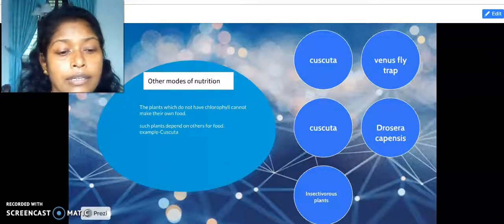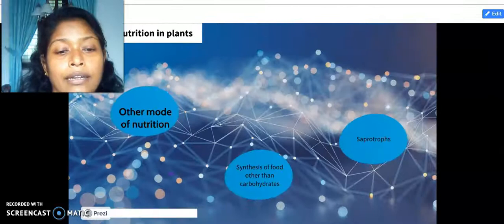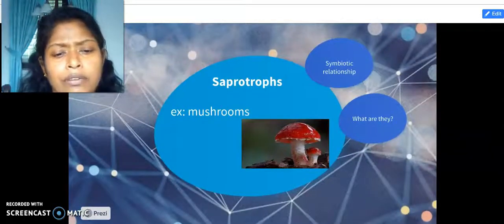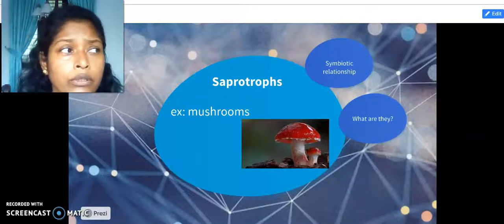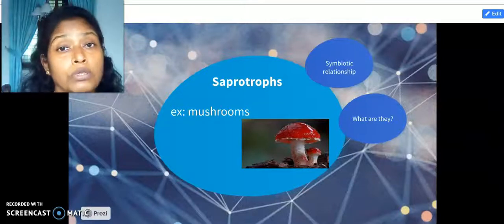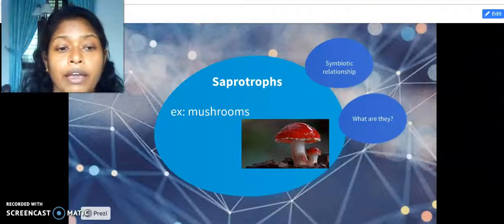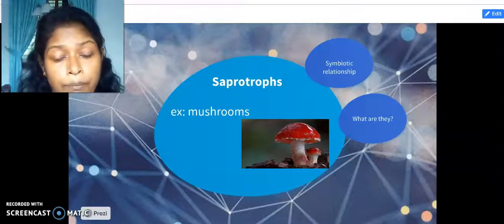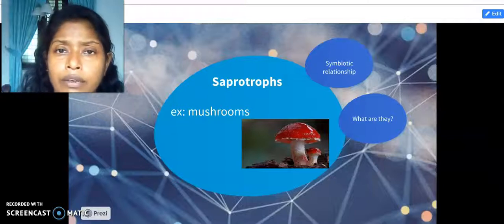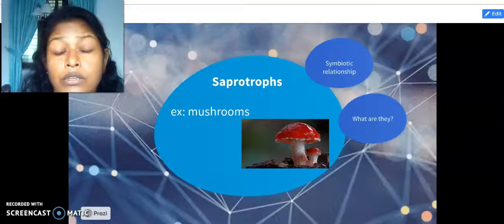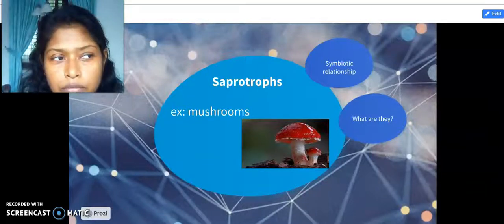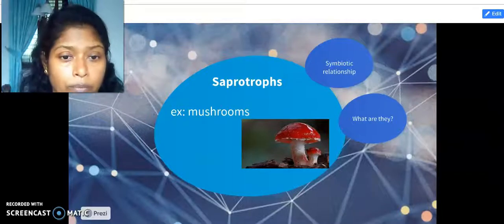Okay, so next let's move on to the next topic, that is the saprotrophs. Saprotrophs, for example, are mushrooms, very colorful, or even if they are not colorful, they are dull white in color. Mushrooms are generally called fungi, and they are made up of more than one cell, so they are called multicellular. Some of them are very colorful, some are not. Not everything is edible. Some of them are quite poisonous. The ones which look very beautiful could be poisonous.